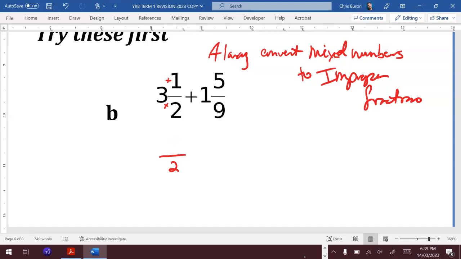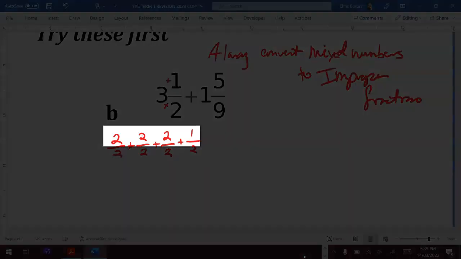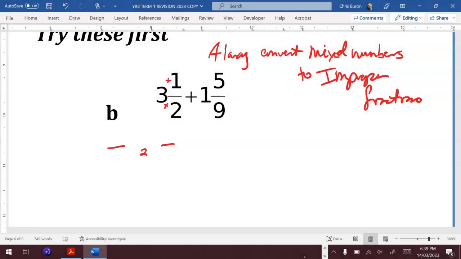Another way to think about it, though, just to spell it out for you, 3 wholes is 2 over 2, is 1, 2, 3. So that's another way to write 1. 2 halves, 2 halves, 2 halves, plus 1 half. So what do we have? 1, 2, 3, 4, 5, 6, 7. It gives us the same answer. So that's how we've arrived at that, but that's the shortcut. If you multiply by 3, the denominator, and add 1, you get your 7 over 2.